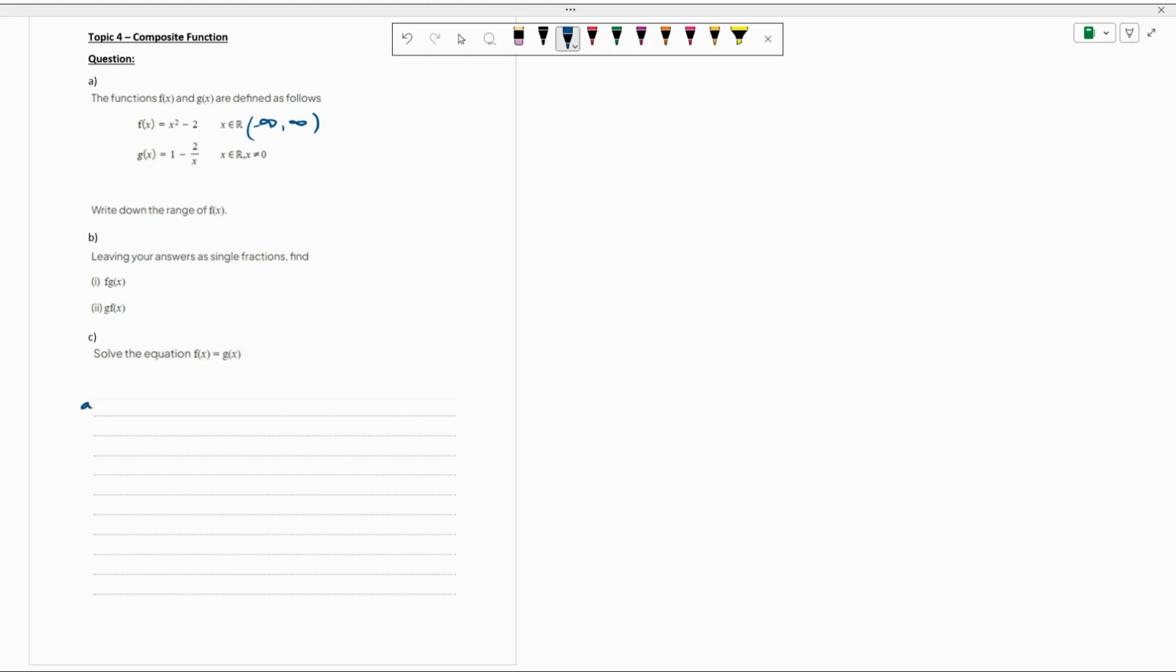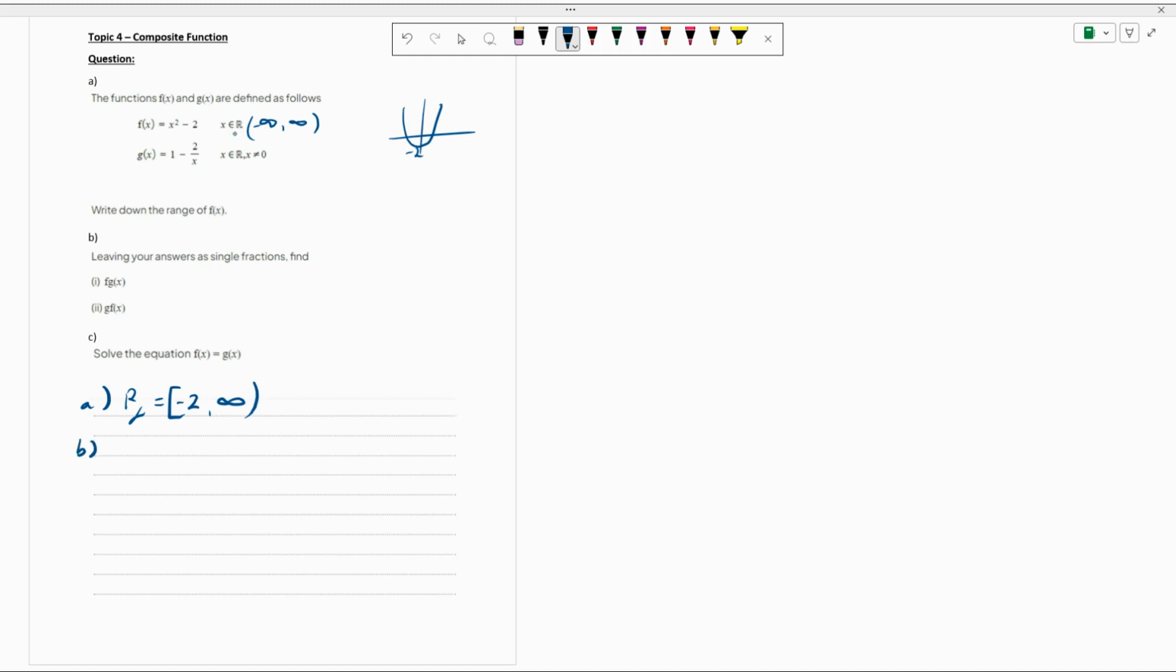So part A, I need to write down the range of f. If I'm thinking about what f is, it's a quadratic. So it should be a u, and it's going to cross at minus 2. Its range is its y value. So the range of f, because I've got that x squared, I'm not just going to plug my numbers in. I've got to think about what that graph looks like. So it's going to go down to minus 2, and it can equal it all the way up to infinity. So that's my range of f.